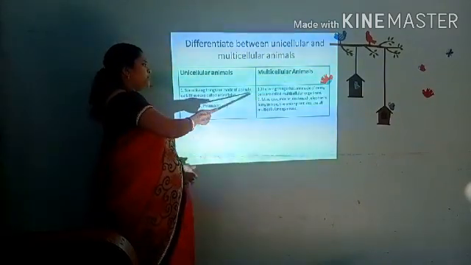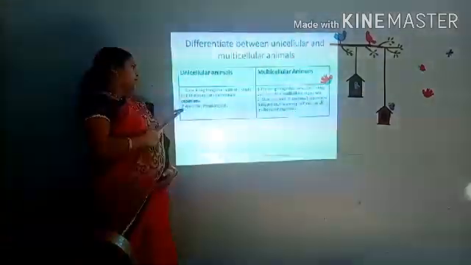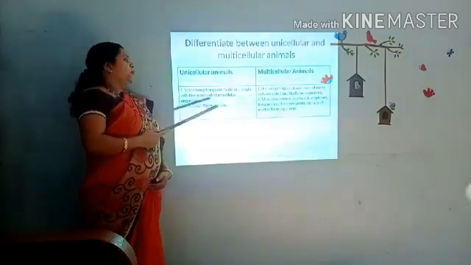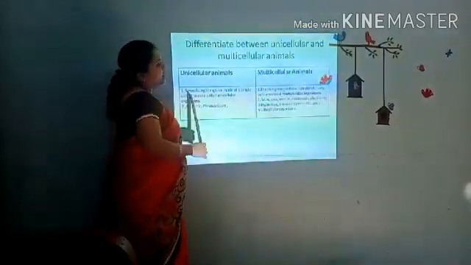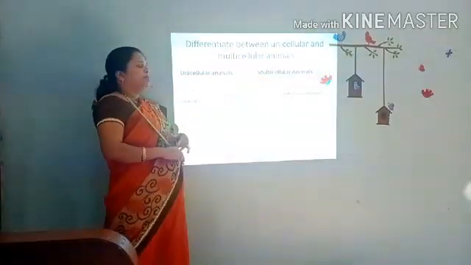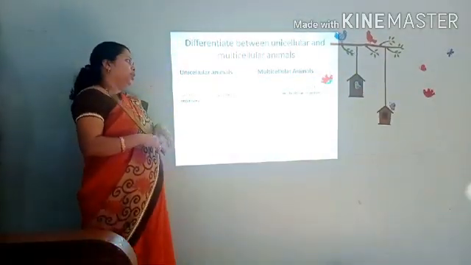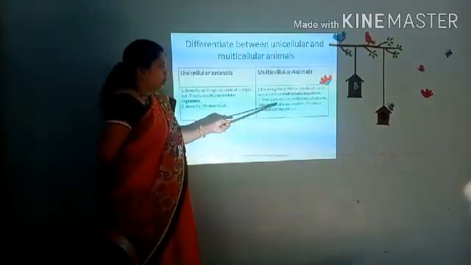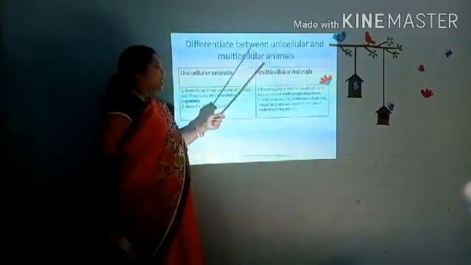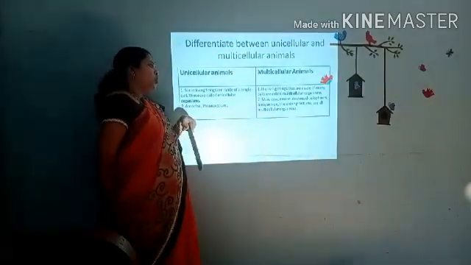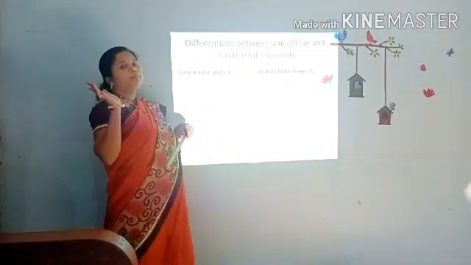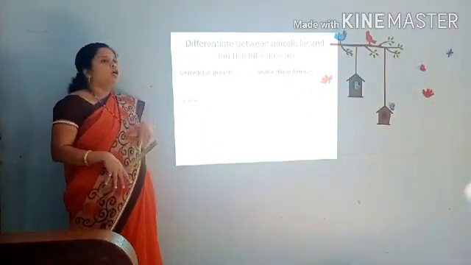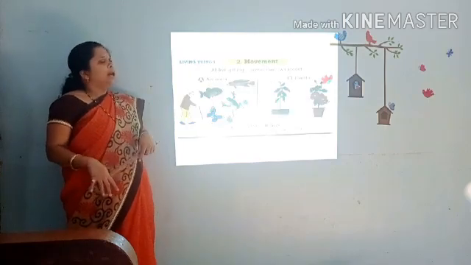Some living things are made of a single cell. These are called unicellular organisms like amoeba, paramecium or yeast. Then multicellular animals are the living things that are made up of many cells. They are called multicellular animals. So man, cow, horse, cockroach, elephants, banyan tree, onion plant, they all are made up of many cells. So they are called multicellular animals.